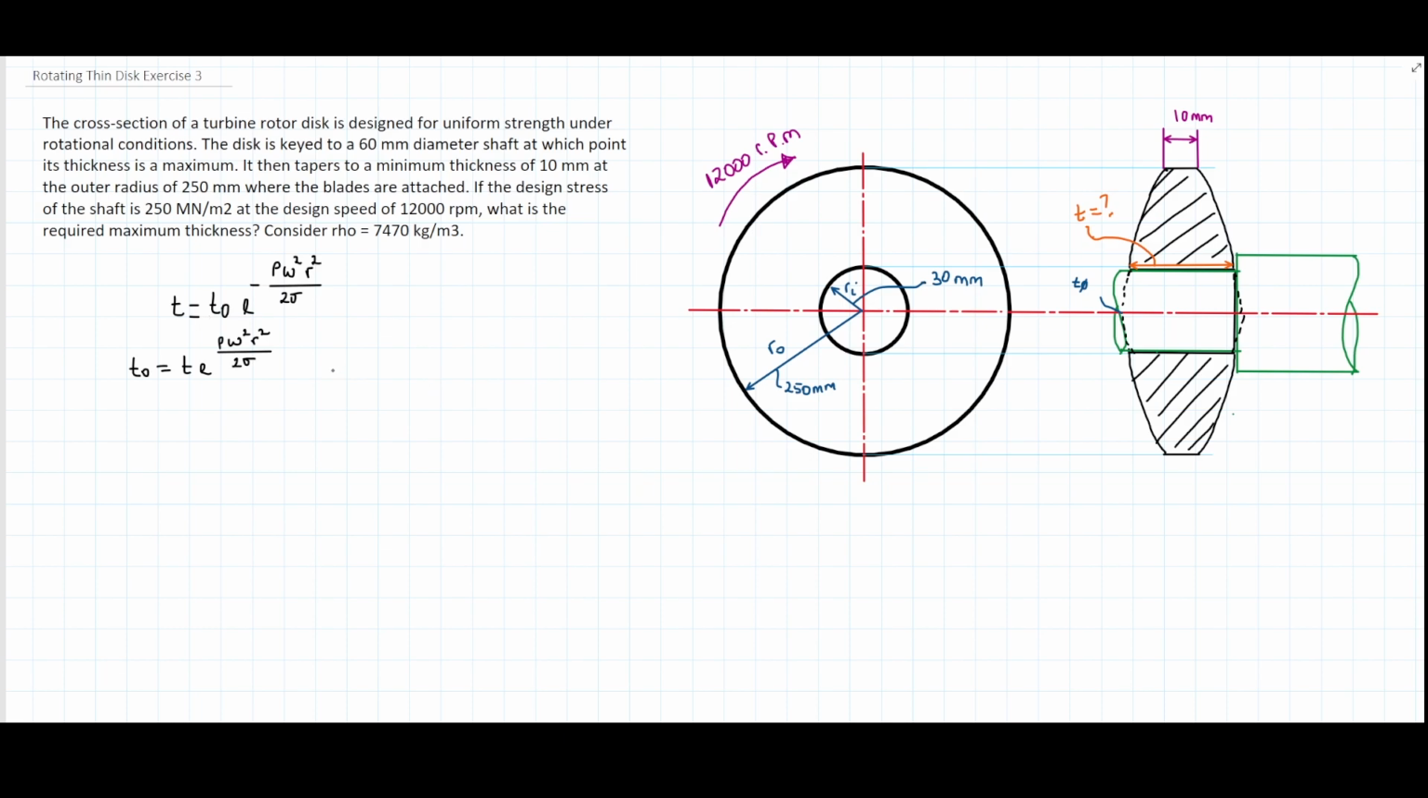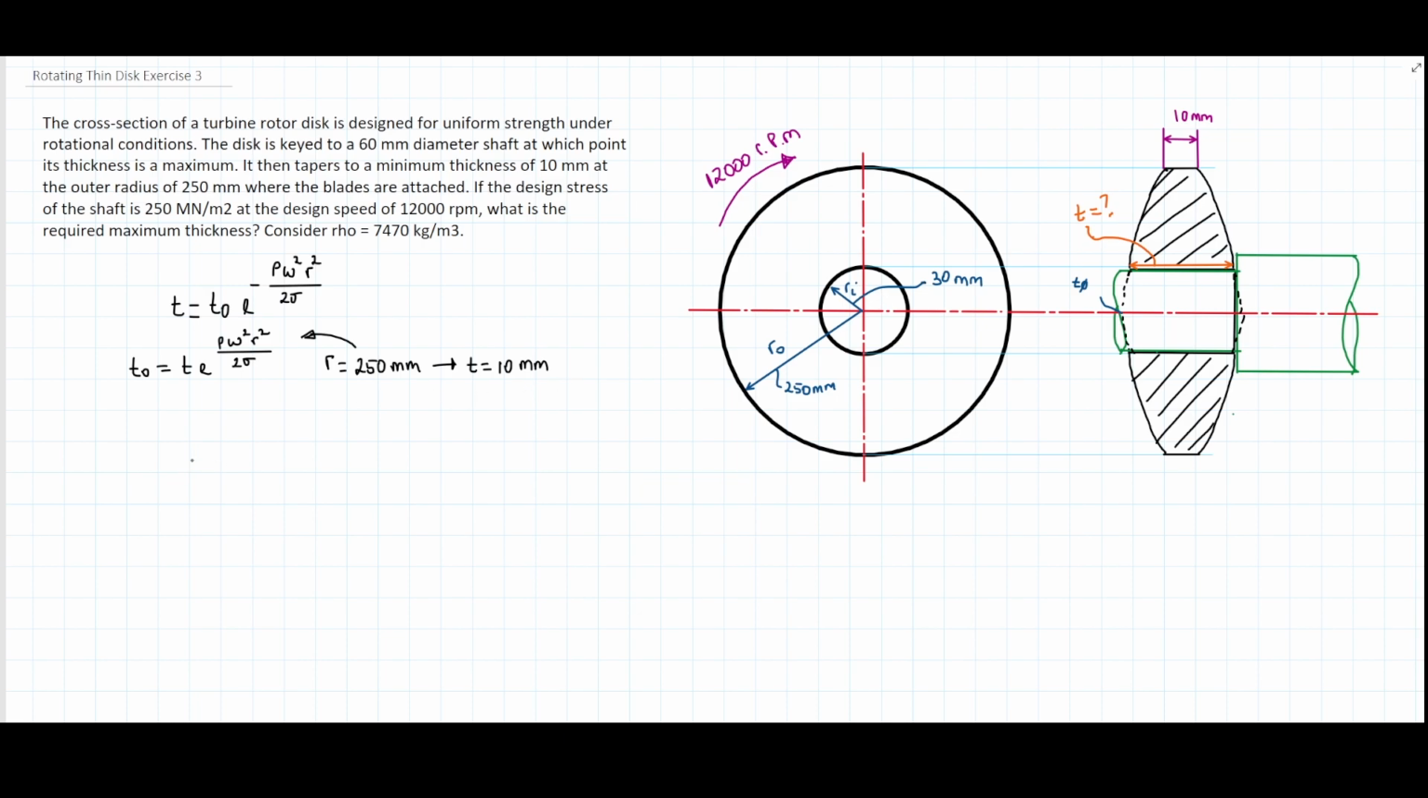So I do know the angular velocity, I know the density, I know the radius and the T. Well, I know that when the radius is equal to 250 millimeters, then the thickness of the disk at that point is going to be 10 millimeters. So having this, if I input this back into this formula, then I can get the value for T0, and having the value for T0, I can get the value for the radius equal to 30, which is the one that is being asked in the problem. So it turns out to be very quick.